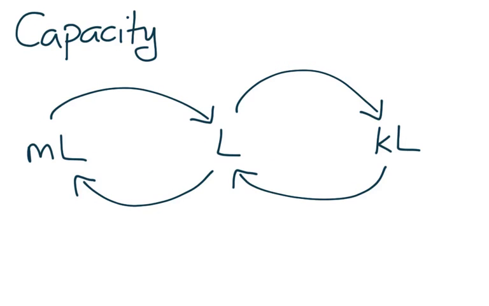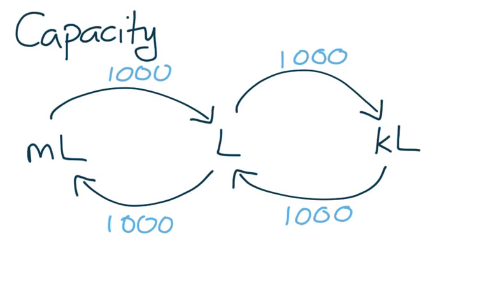Okay, same with capacity. There's 1,000 millilitres in a litre and then 1,000 litres in a kilolitre. So we can put all the thousands in and you can see the arrow here goes from millilitres to litres. So again, if we've got 5,000 millilitres, we have 5 litres. So we had to do division here. So then going back the other way would be multiplication.